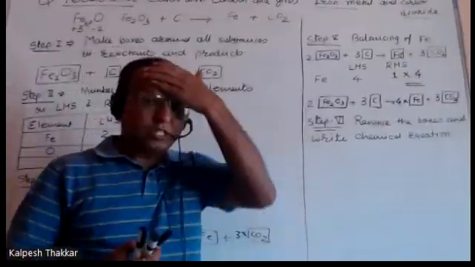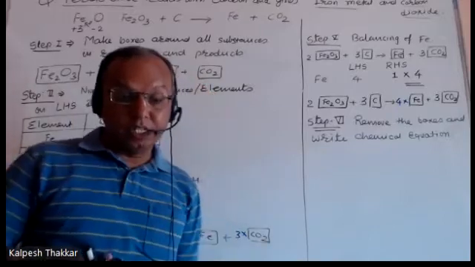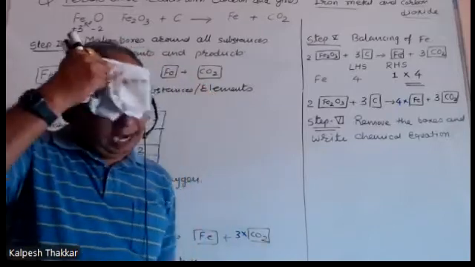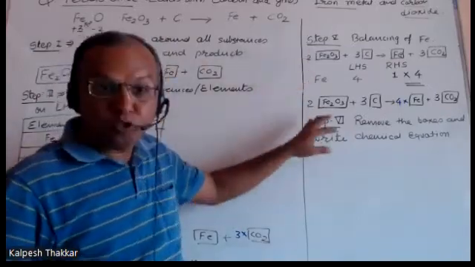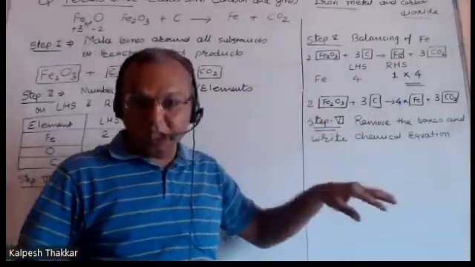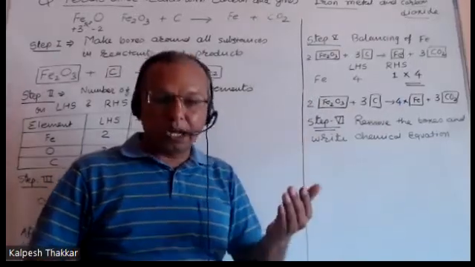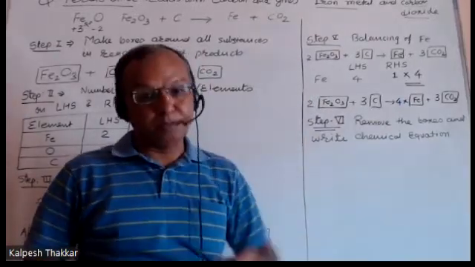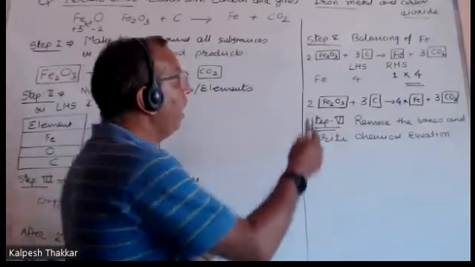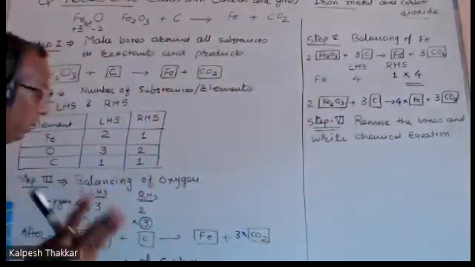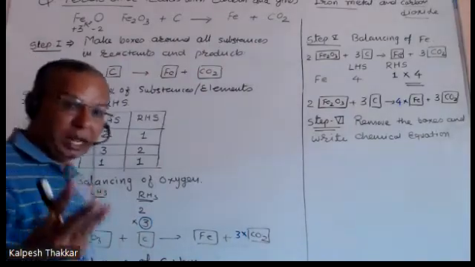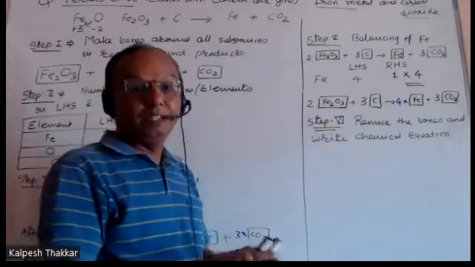Why second last step, friends? Because there is also possibility that more than 5 steps are possible if more than 3 elements are there. So if the number of elements is more, the number of steps to be taken is more. Here, as we have seen, Fe, O, and C, only 3 elements were there. So 3 different steps we have taken in balancing.